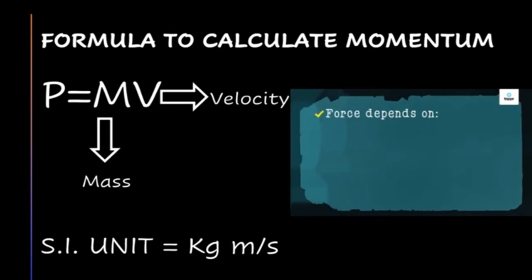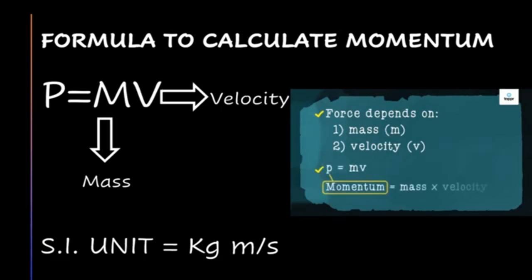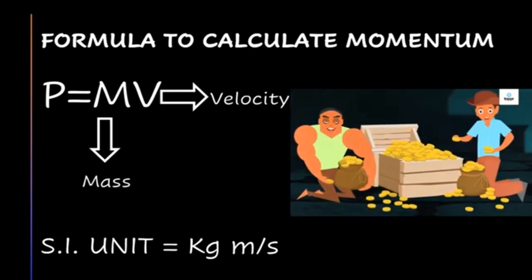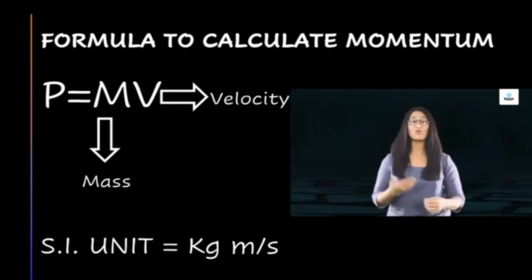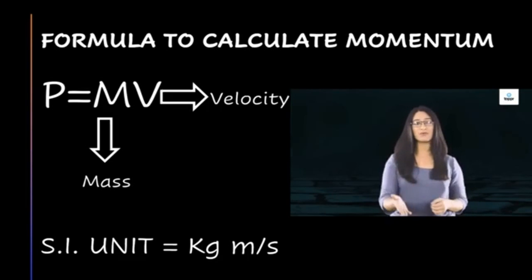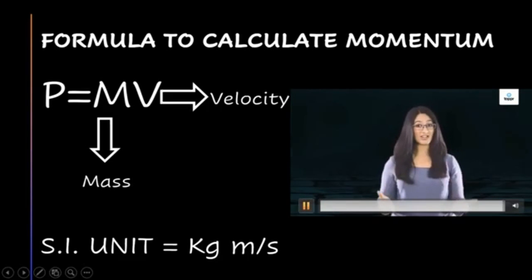Force applied by an object depends on 1. The mass, and 2. The velocity. P is equal to mv. Momentum equals mass into velocity. But you're probably happier because now you're rich. And maybe you're right. In the next video, we'll take a deeper look at momentum, learn about its direction.